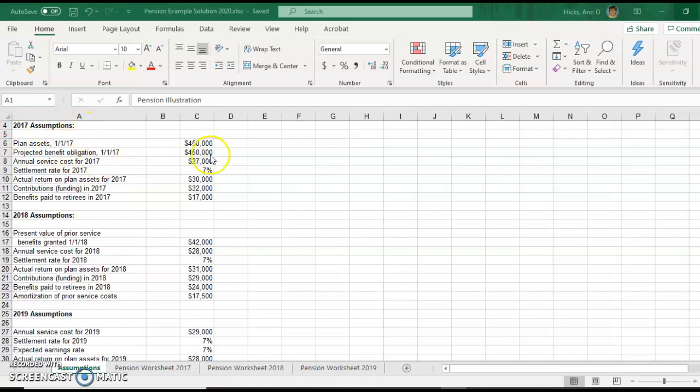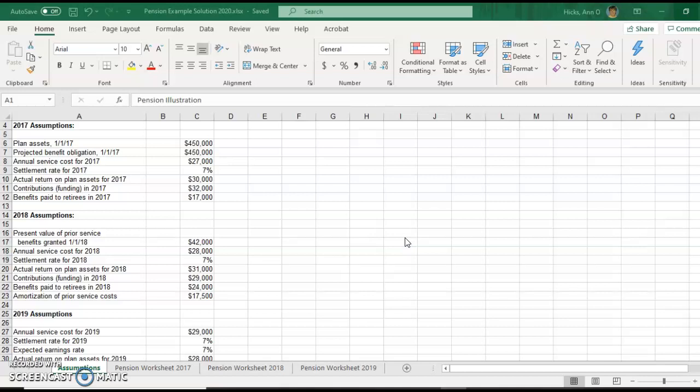We have a defined benefit plan. We're going to walk through 3 years of accounting for it. And the primary reason for that is just to identify different issues and increase complexity. Here are the assumptions. In 2017, which is our first year, at the beginning of the year, the plan assets on the books of the plan were $450,000. The projected benefit obligation at the beginning of the year on the books of the plan was $450,000.